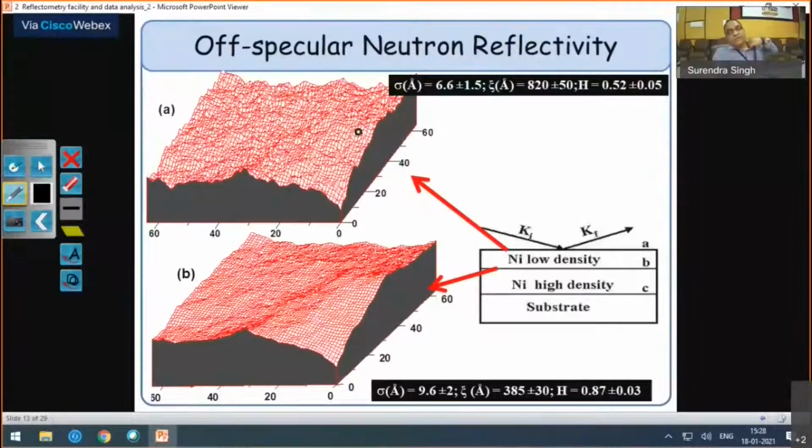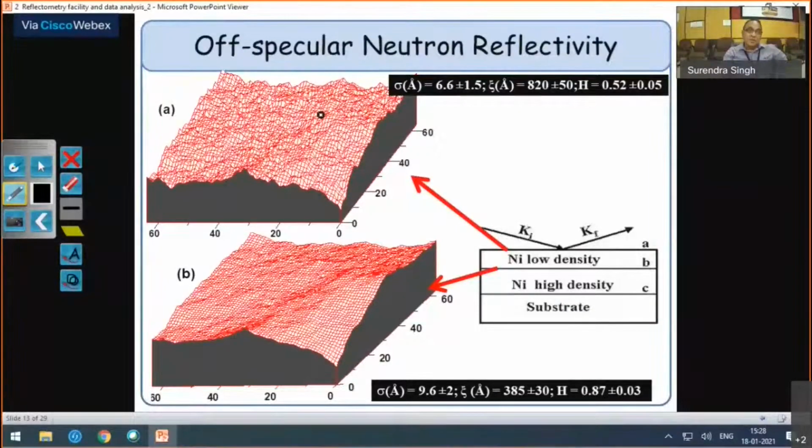Here I have shown two interfaces with different parameters, like sigma, xi, and h. For this interface, we have plotted this morphology. These values we have obtained from specular and off-specular neutron reflectivity, and then we have generated these two-dimensional interfaces for these parameters and for another interface. Interface one was the surface. Another one was the buried interface, which shows different morphology parameters, and you can see the two interfaces look very different.